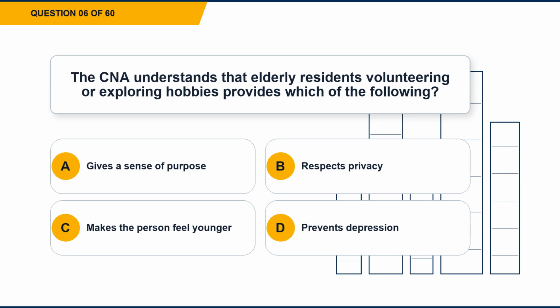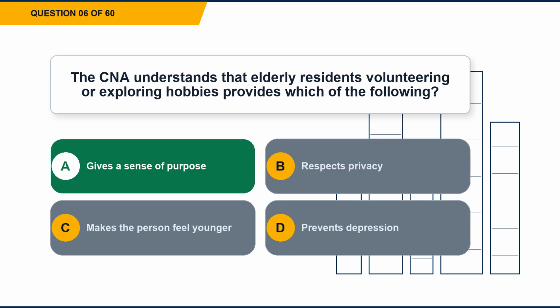Question 6. The CNA understands that elderly residents volunteering or exploring hobbies provides which of the following? Option A, gives a sense of purpose. Option B, respects privacy. Option C, makes the person feel younger. Option D, prevents depression. The correct answer is option A, gives a sense of purpose.